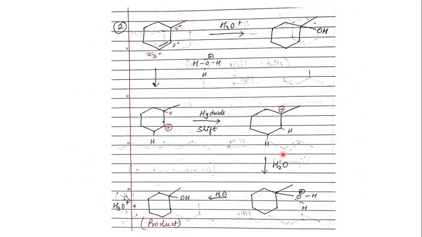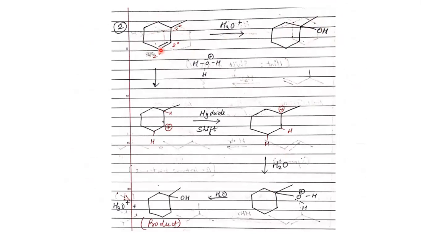I'll take another example here. This is again a cyclobutene structure, but it has a substitution here, a methyl group here. So if you can see here, H3O plus is going to get added. This is the product that is going to be formed. So this is your starting material. This starting material, when reacted with water in the presence of acid, this is your final product.